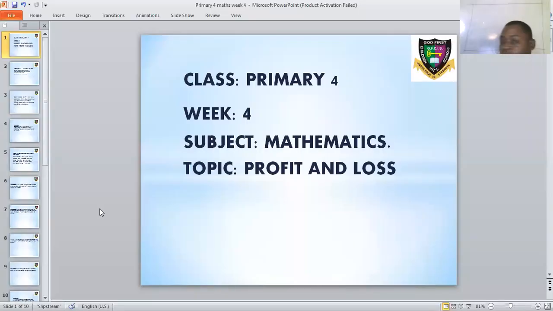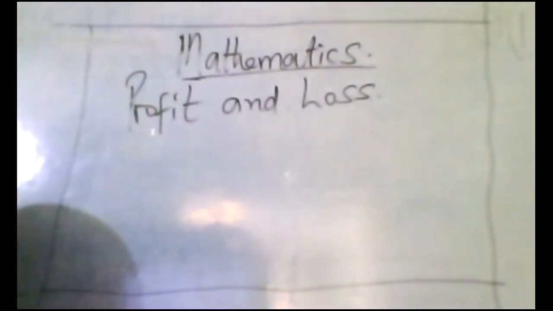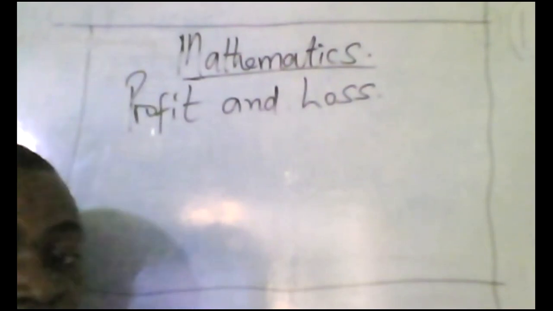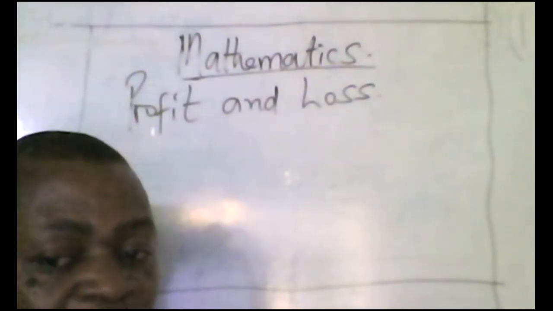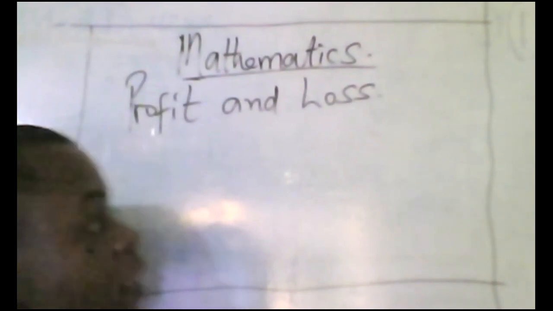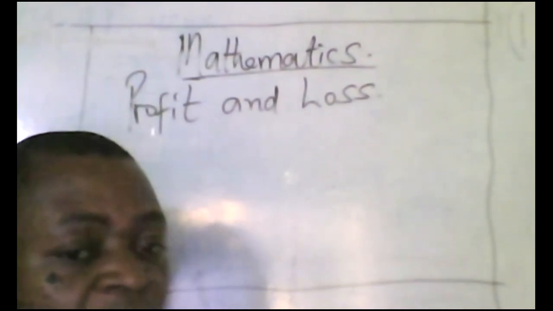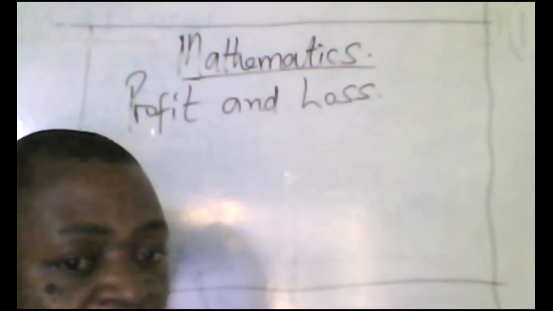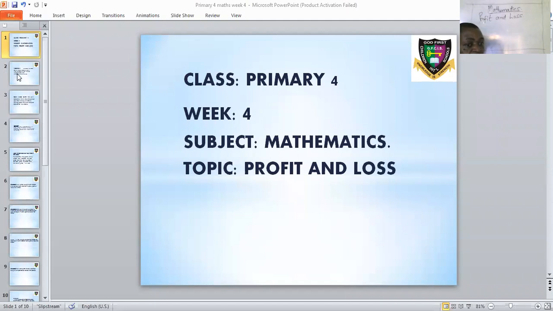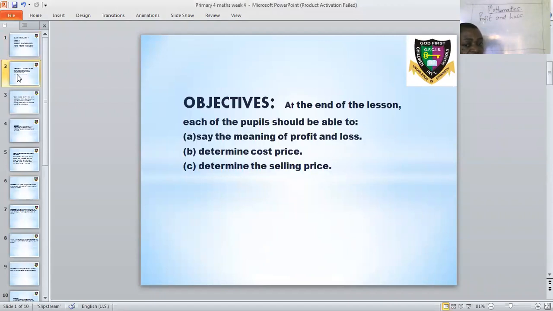Now, profit and loss. Mathematics. Profit and loss. But don't forget that I said the motive behind any business is to make profits. Now, how do we calculate profit made on any article? Or what is profit and what is loss?